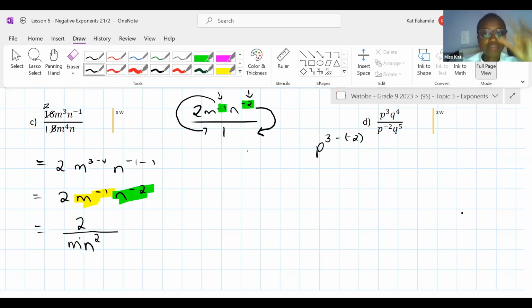And then I said q to the power 4 minus 5. And then p gave me p to the power positive 5, and then q gave me q to the negative 1. Since there's a negative there, I then transpose the q to the negative 1 to the denominator to make it positive, in which the final answer would be p to the power 5 over q.